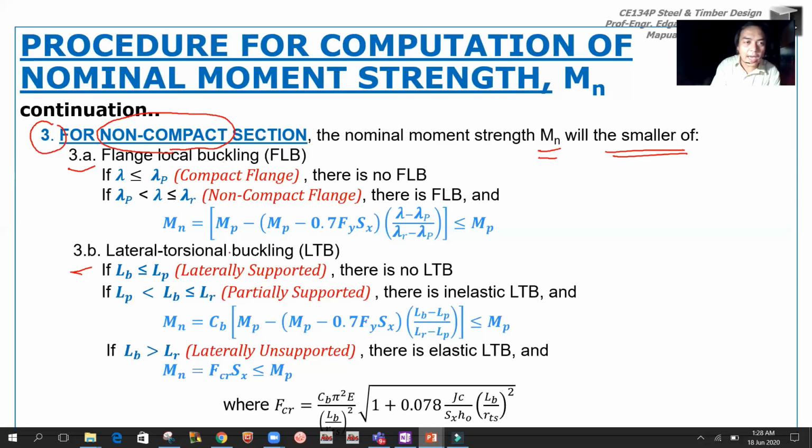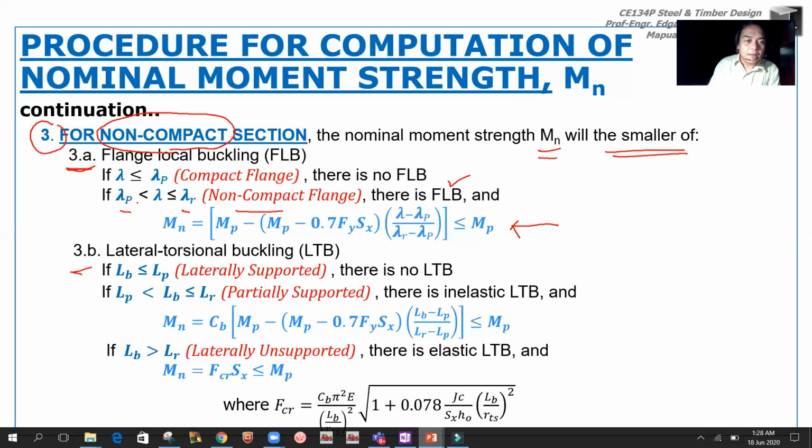O, tingnan nyo yung 3A. Yung 3A is the check for flange local buckling. So, i-check mo yung lambda value mo. If it is less than lambda P, there will be no FLB. Again, if lambda mo is greater than LP but less than LR, so you have a non-compact flange. So, therefore, merong flange local buckling. So, ito ngayon yung magiging equation mo for MN pagka ganun yung condition ng beam mo. Mahaba lang yung empirical equation pero yan yung magiging MN natin.